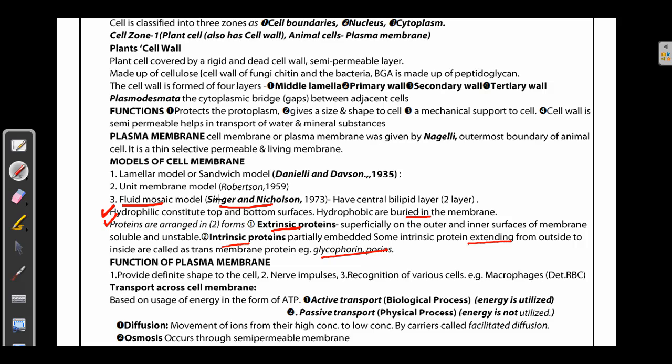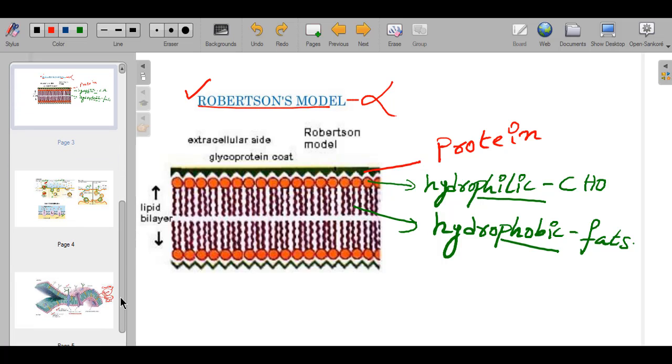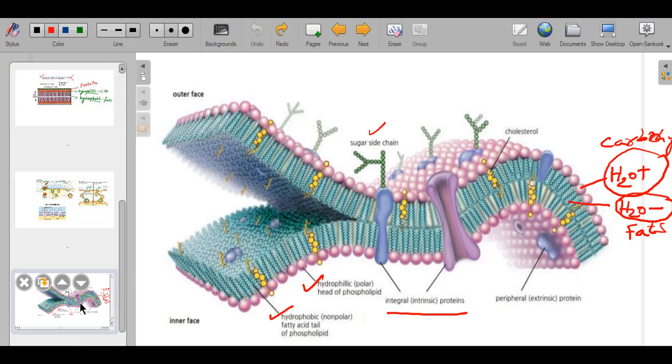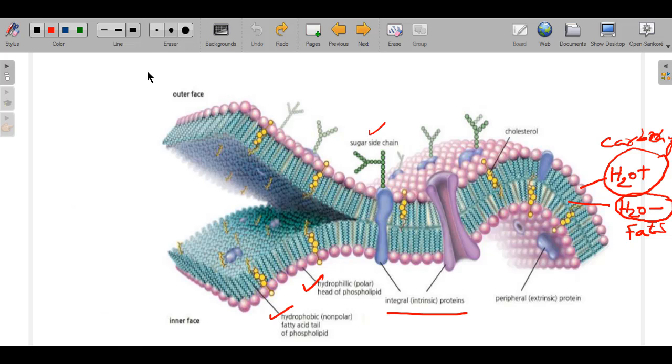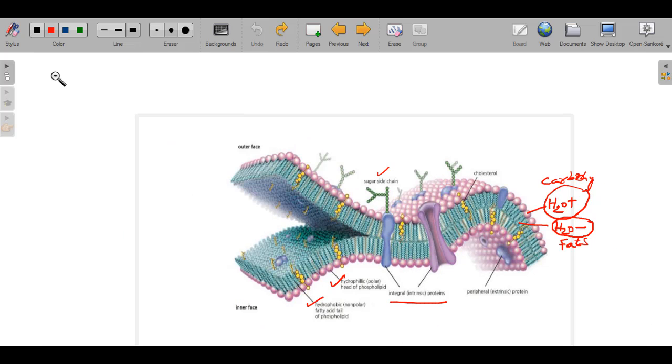Alright, so let us look at the model. If you look here, you can see how the outer phase and inner phase are arranged.